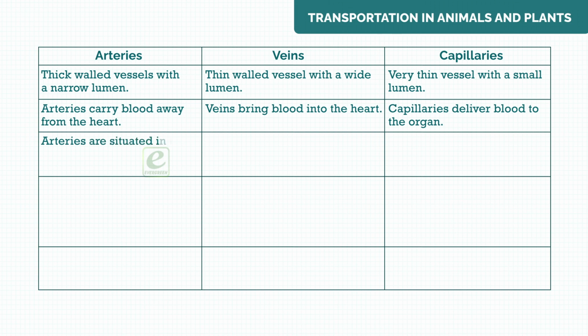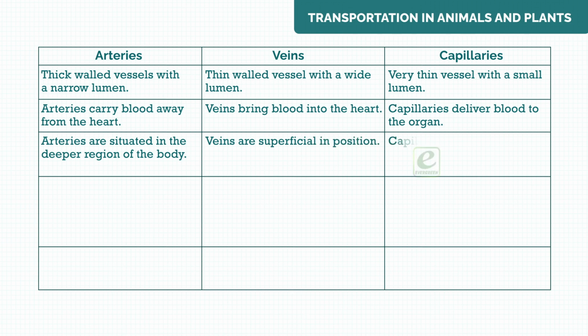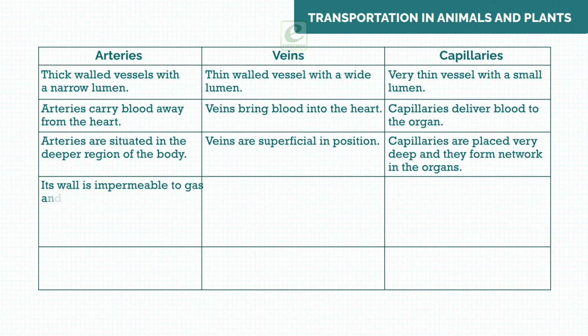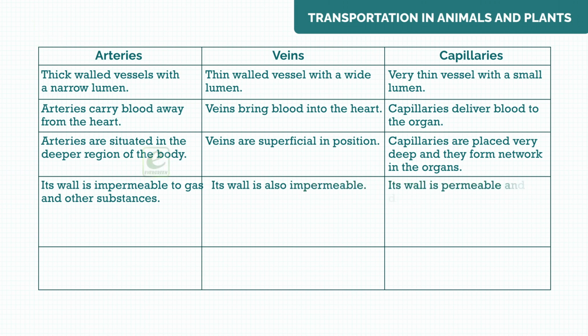Arteries are situated in the deeper region of the body. Veins are superficial in position. Capillaries are placed very deep and they form a network in the organs. The artery wall is impermeable to gas and other substances. The vein wall is also impermeable. The capillary wall is permeable and diffusion of gases and other substances occurs through its walls.